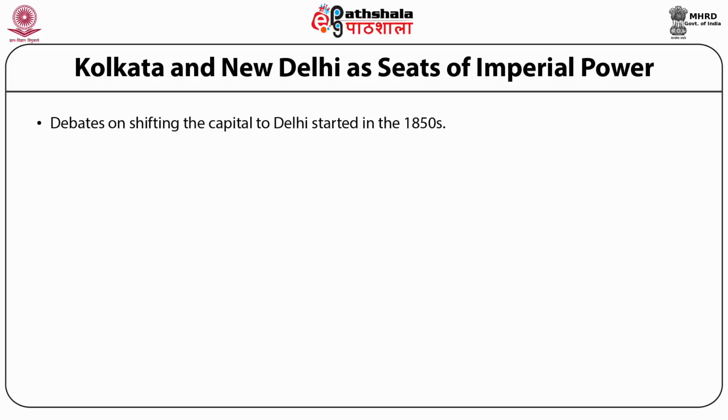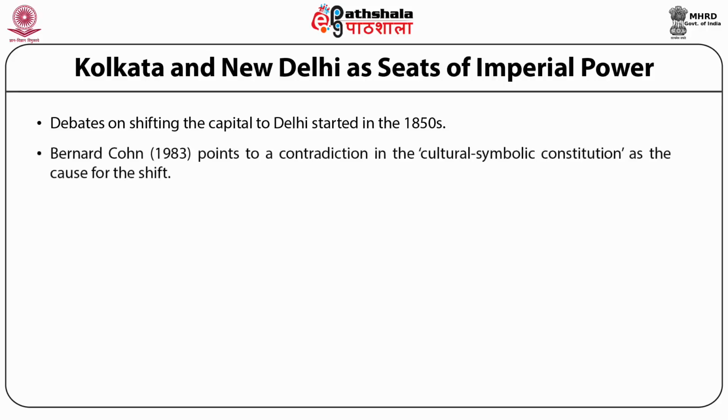By the 1850s, debates around the shift of the capital city had already begun and coincided with the Sepoy Mutiny in 1857. Bernard Cohen suggests that the relationship of authority between the colonizer and the colonized underwent significant changes around the time of the mutiny. Similarly, Cohen further argues that previous attempts of governor generals to impose authority in the imperial framework of the Mughals led to a contradiction in the cultural symbolic constitution.